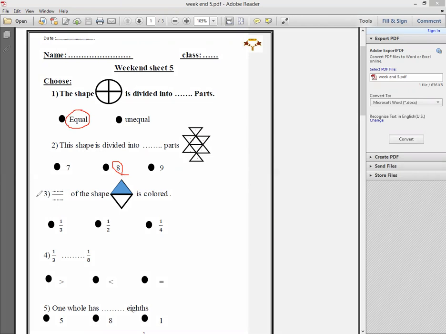Here, this shape is colored. What is the fraction of colored shape here? So I have 1, 2. The total parts are 2, so I'm gonna write 2 down. And I have only one colored. I'm gonna write this one up, so it will be 1 over 2, half. Here I have 1 over 3 and 1 over 8. So it's a unit fraction. I'm gonna choose 1 over 3. It would be the greater. The one whole has how many 8s? It will be 8.